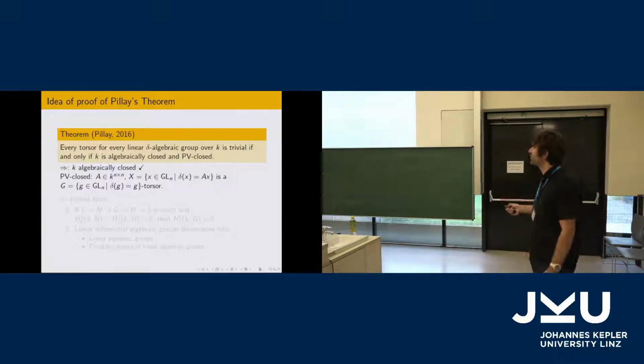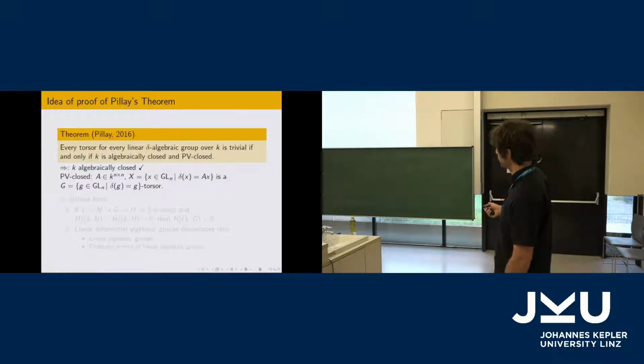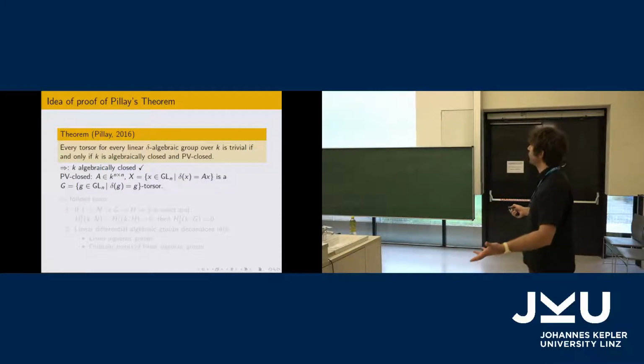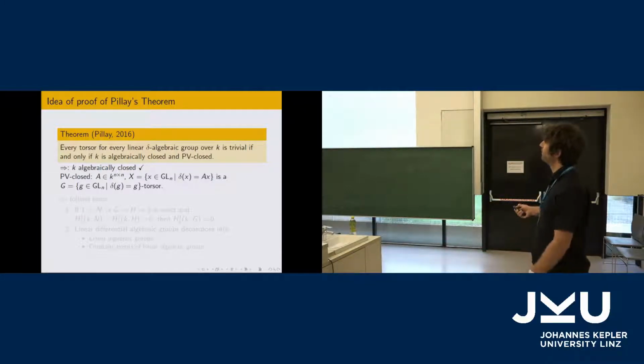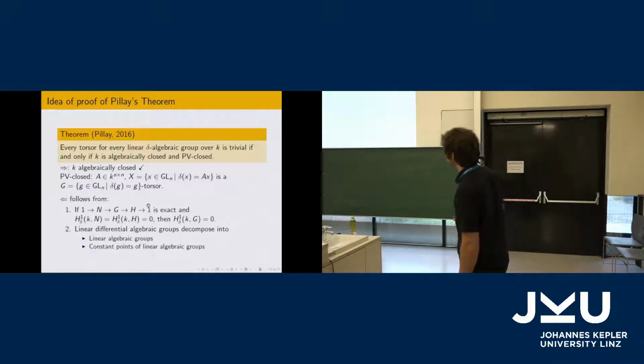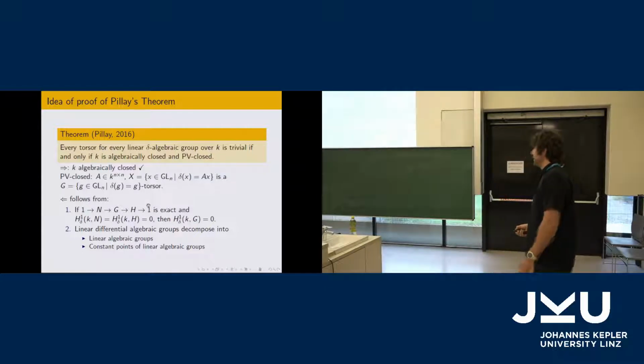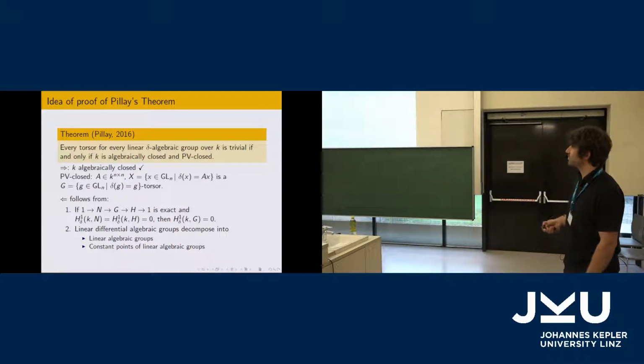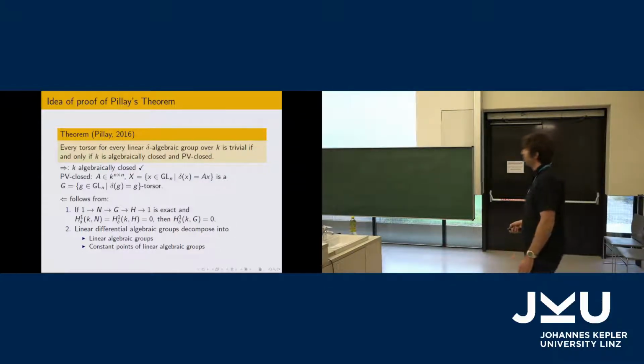Okay, so the proof shows that if the field is algebraically closed, then all you need to know is that just for this very particular group, all torsors are trivial. This already implies that all torsors are trivial for all groups. So let's look at the ideas for the reverse direction. This one is the more interesting one.